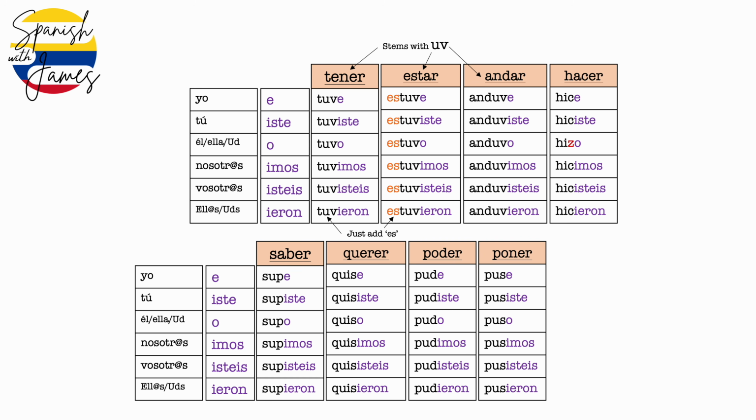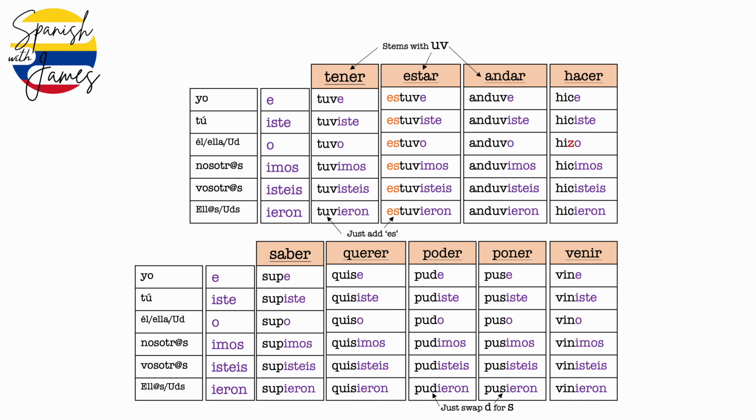And notice that this is really similar. The puse is very similar to pude. All you need to do to get from poder to poner is swap the d for an s, and you're there. So again, a nice little hack to learn these two verbs together. And then we've got the verb venir, to come, which goes to vine, viniste, vino, vinimos, vinisteis, vinieron.